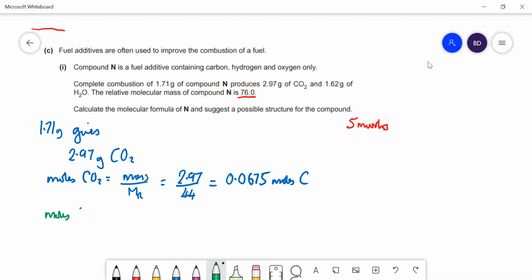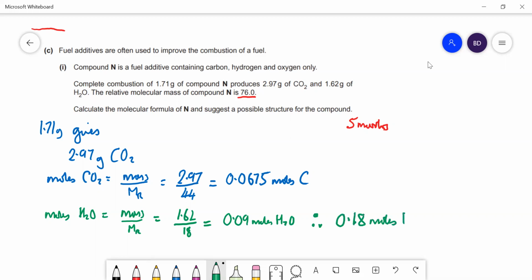Right, let's do the same for hydrogen. So the moles of water produced, mass over Mr, we get 1.62 grams of water over 18, the Mr of water. That gives us 0.09 moles of H2O. So therefore, we've got 1 mole of H2O containing 2 moles of hydrogen. So that contains 0.18 moles of hydrogen.